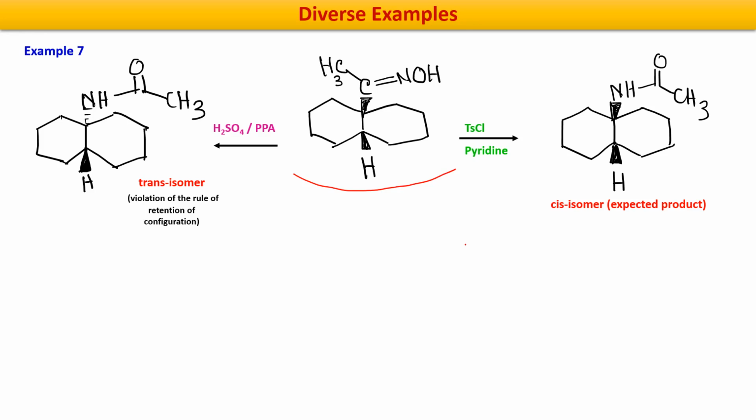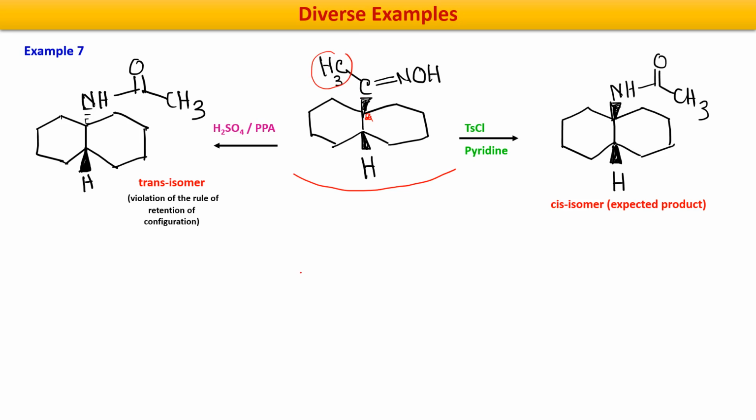Now if you move to the left hand side, where H2SO4 PPA is given as the reagent and reaction condition, and on the other side we have TsCl and pyridine. Look at the right hand side first, because here we are getting the expected product. Why am I saying expected product? Because see, on one side of the oxime you have methyl, and on the other side you have a chiral center, right?